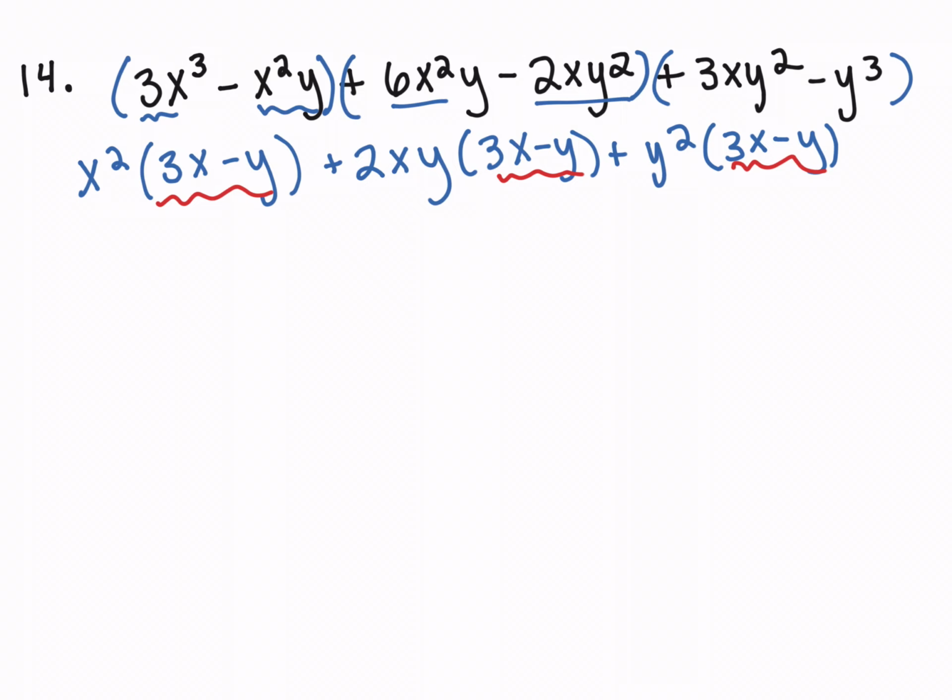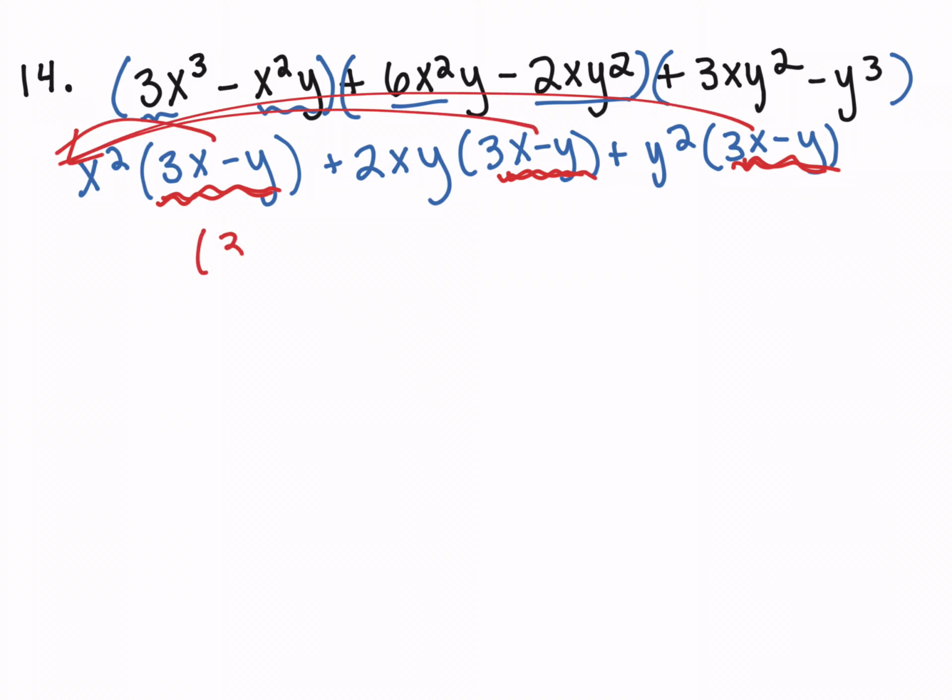If it didn't work out, then you can go back to the problem and try to group it like 3 and 3 and then take out a GCF or factor. It depends on the problem, but this one worked out where factoring the polynomial into 3 different groups gave us a GCF. So now these all have a GCF of 3x minus y. So just like with 4 terms, we're going to take out the GCF.